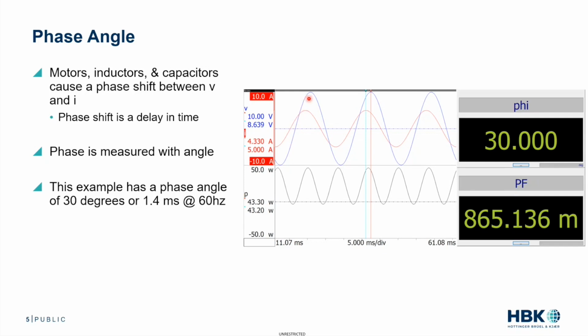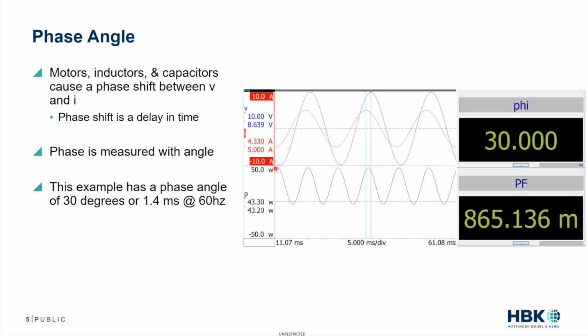So we have a phase offset. Our peaks are now 30 degrees misaligned. Our zeros are now 30 degrees misaligned. And 30 degrees at 60 hertz is 1.4 milliseconds in time. So the phase delay is really a delay in time between when voltage and current arrive. So we measure this with an angle. You could also measure it with time. It's just that angle is frequency independent.